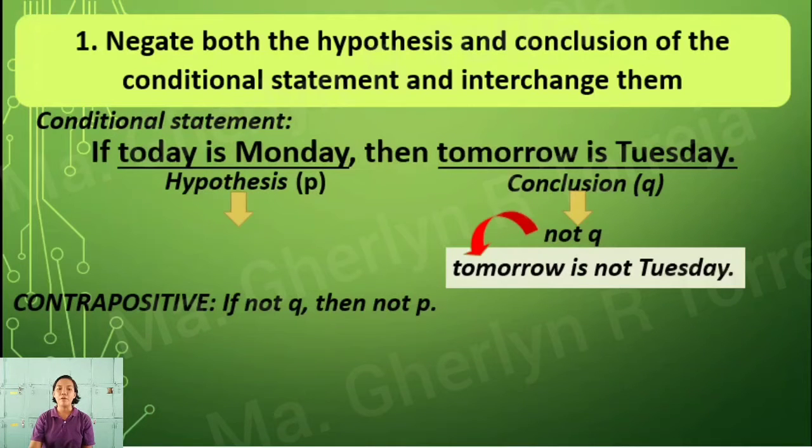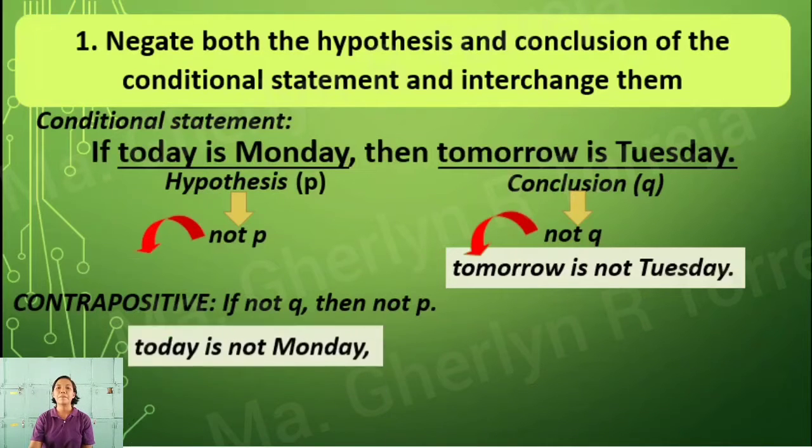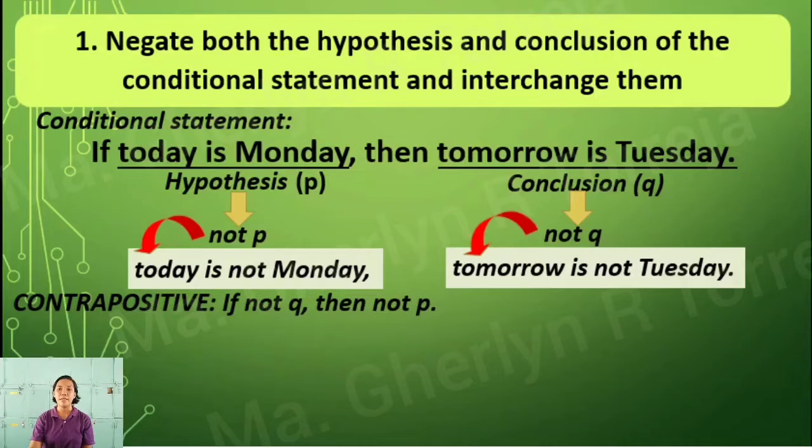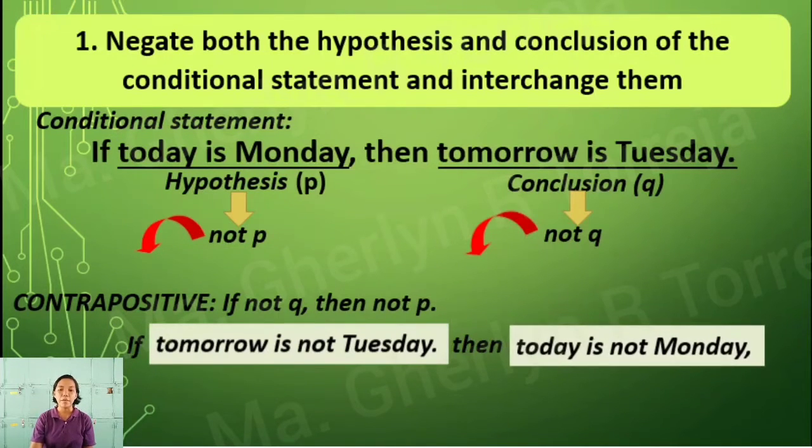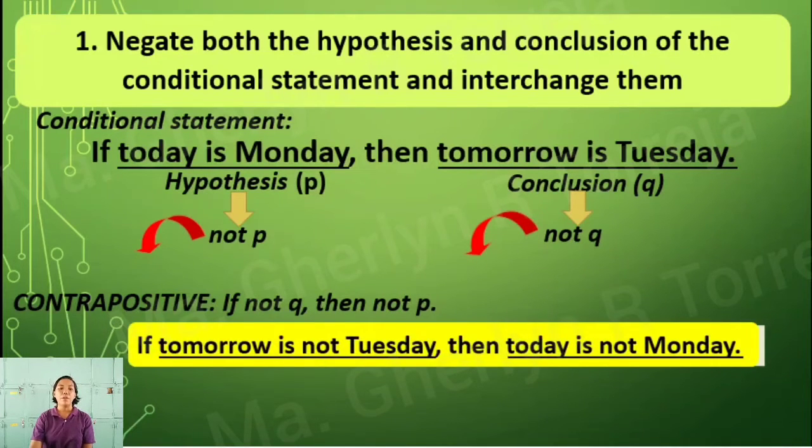And then, for our P, today is Monday, our not P is today is not Monday. Let us now write the contrapositive. If tomorrow is not Tuesday because that is our not Q, then today is not Monday because that is our not P. So, therefore, our contrapositive statement is, if tomorrow is not Tuesday, then today is not Monday. Nasundan po.